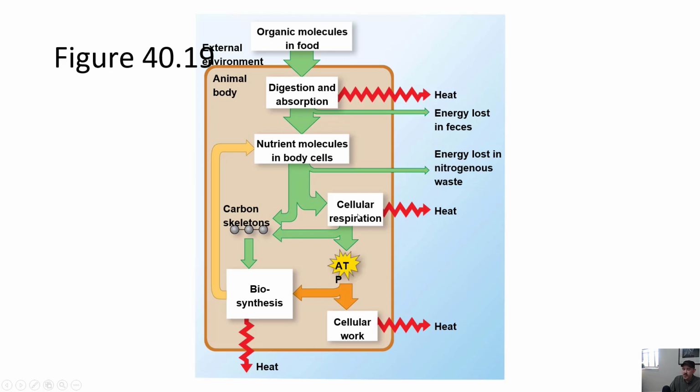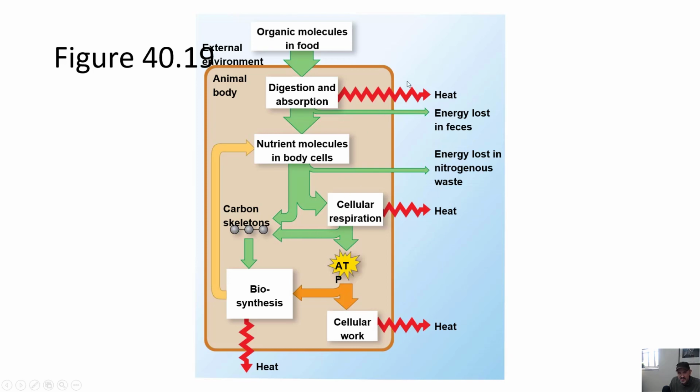Now, why are we eating this food? Why are we digesting it? Well, if we go back to Bio 1 stuff, we're using it for the macromolecules to build our cells, to build our organelles, things like that. We're also using the energy in our food to run cellular respiration and make ATP.